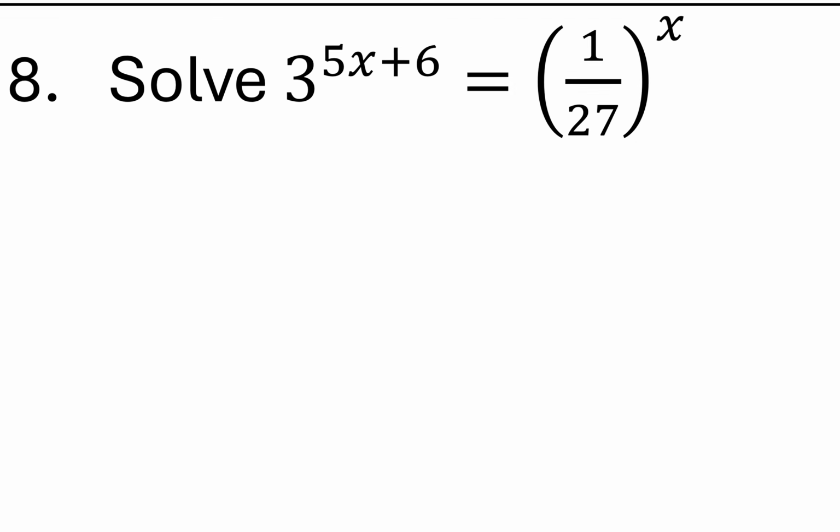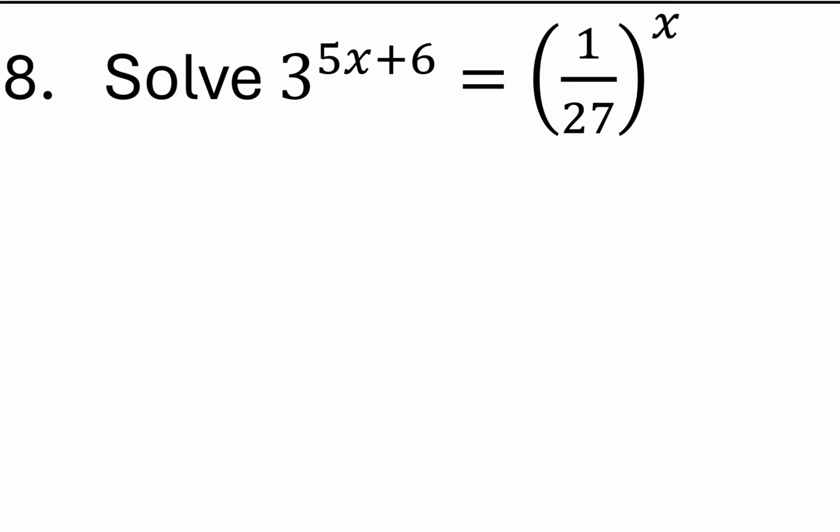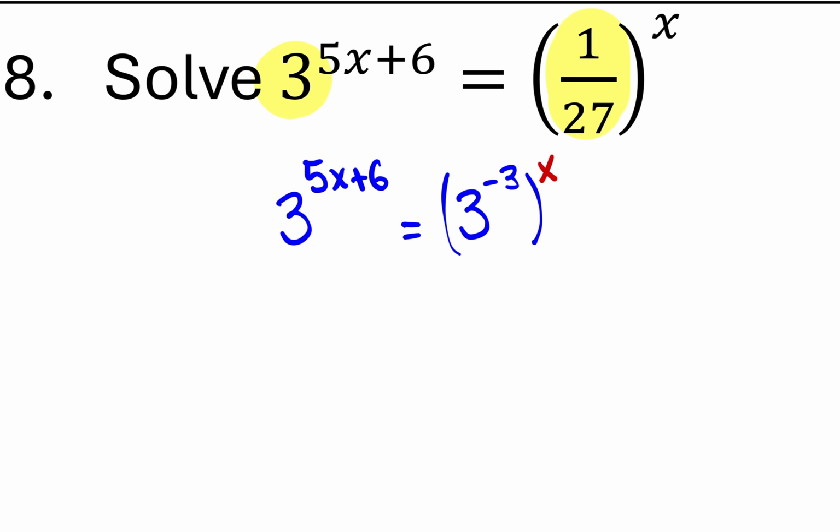For the next one, notice that the bases are not the same. We have a base of 3 here. We have a base of 1/27 right there. So we want to end up with what? The same base. So let's go ahead and try out 3. So we have 3 to the power of 5x plus 6. That one remains the same. We then have 3 to the power of what will give us 27? Well, it's going to be 3. But because I have a fraction, it's going to be -3. We then wrap that in parentheses to the power of x.